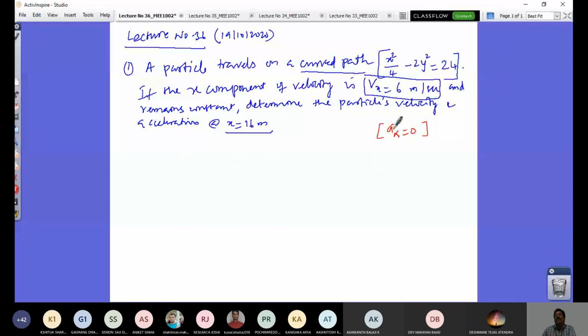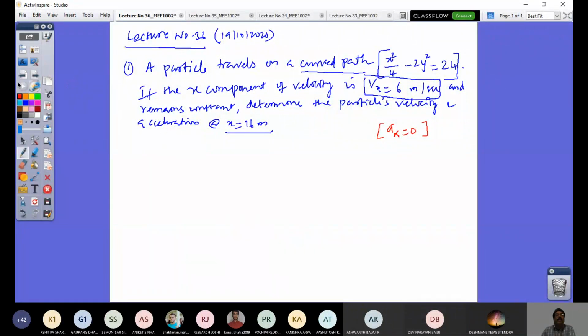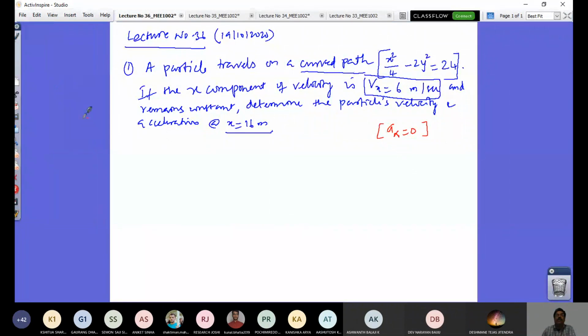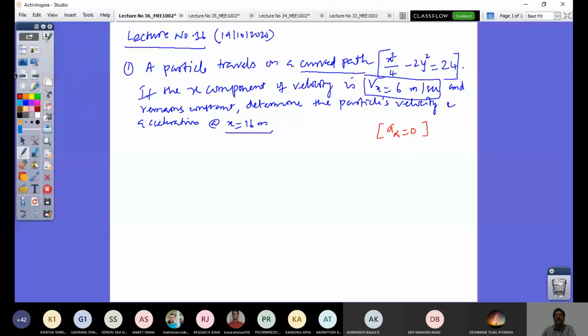So y is a function of x, that is my path equation. I'm not going to write y as a function of x and then differentiate it. I'm going to just use the same given form of the path equation, x squared by 4 minus 2y squared is equal to 24. So I'm going to differentiate this path equation now.